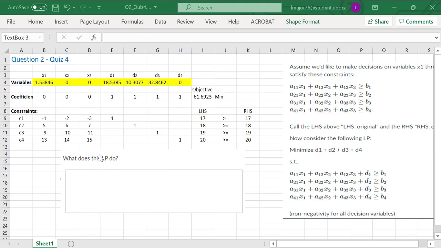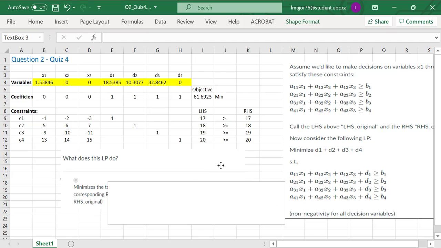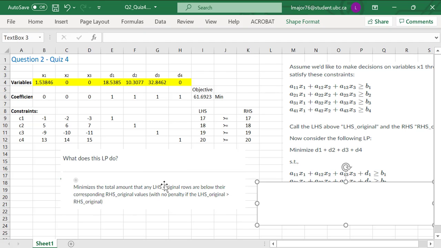So the question asks, what does this LP do? What we're trying to do is meet our objectives here of being at least 17, 18, 19, and 20, or if you will, any numbers B1 through B4. We can't quite make that, so we're going to get as close as possible by minimizing these differences between what we could get to and this right-hand side. So here we go. It minimizes the total amount that any left-hand side original row are below their corresponding right-hand side.